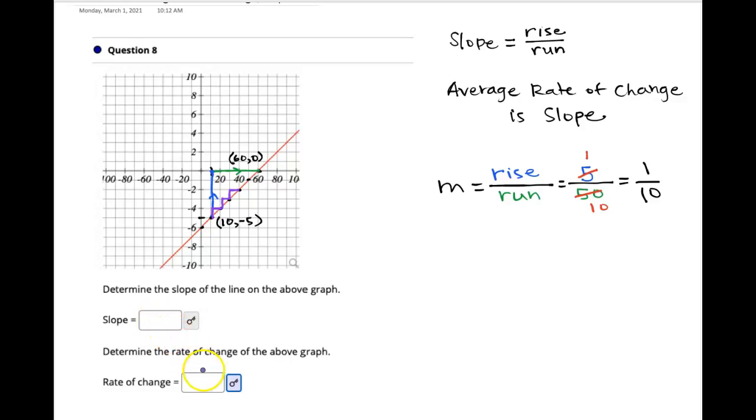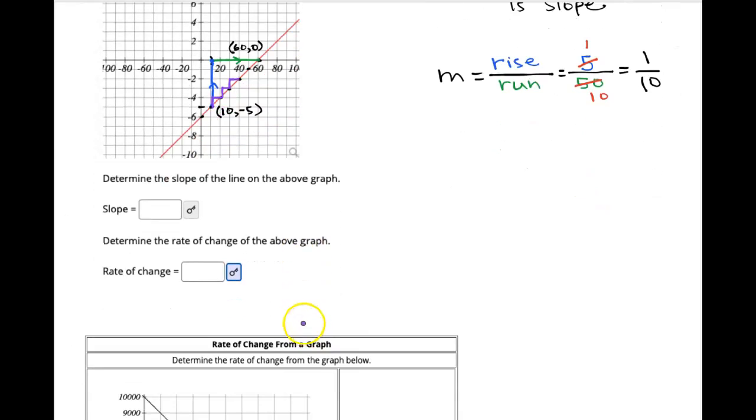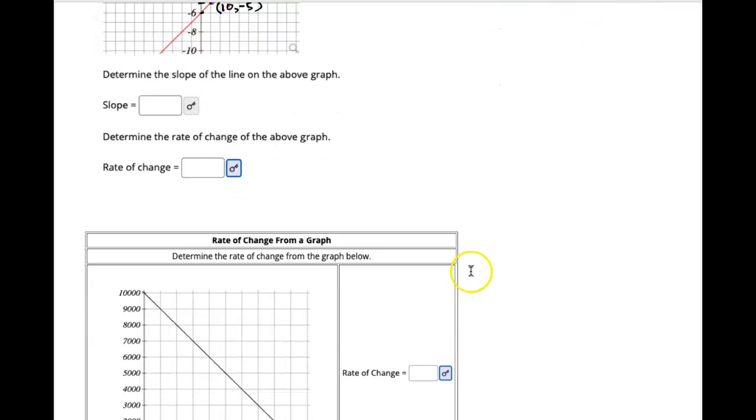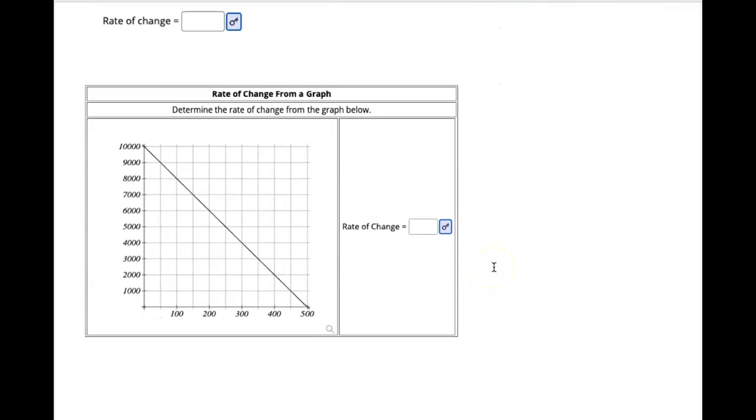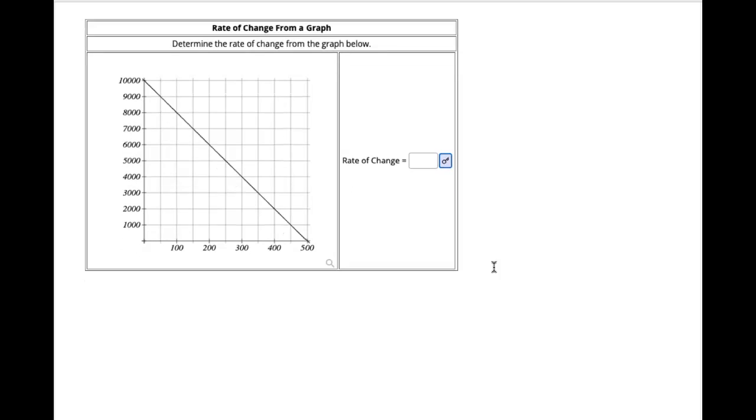So the slope is 1/10, the rate of change is 1/10, because remember, they mean exactly the same thing. And the only reason why they ask it in two different ways is to help you keep in your mind that the average rate of change is the same thing as slope. Okay, so now if we look at this other question, it's pretty similar, right?